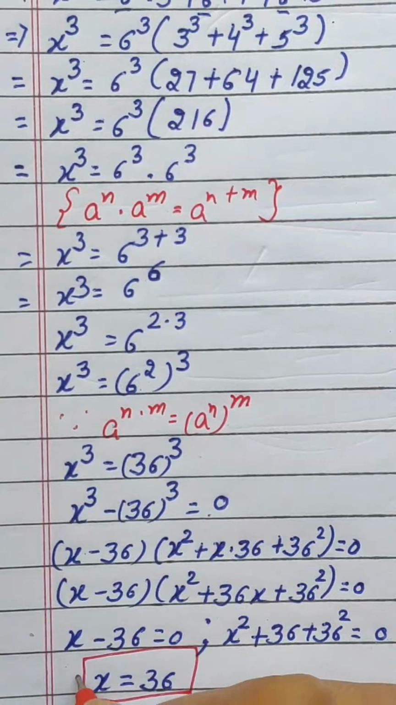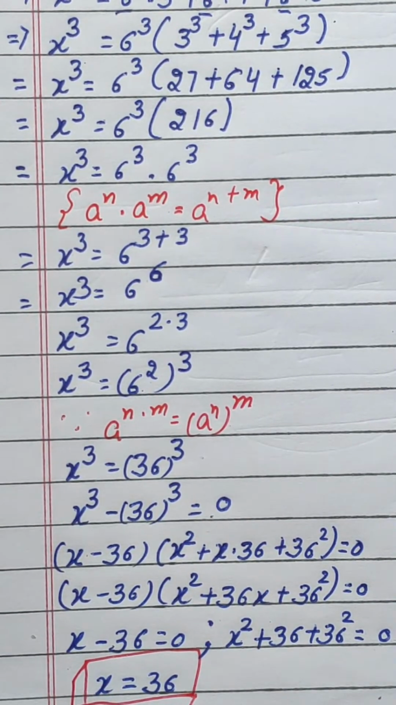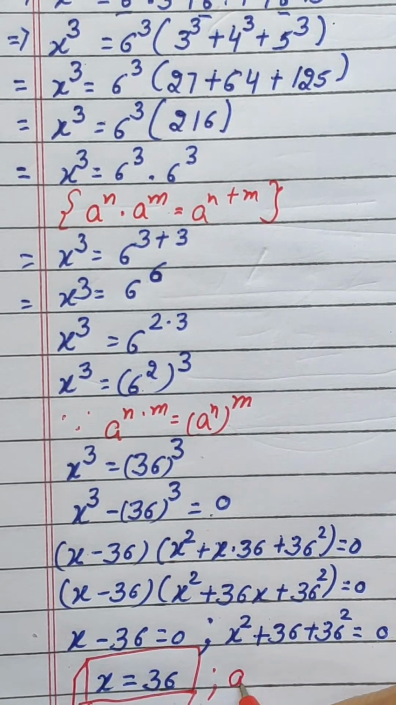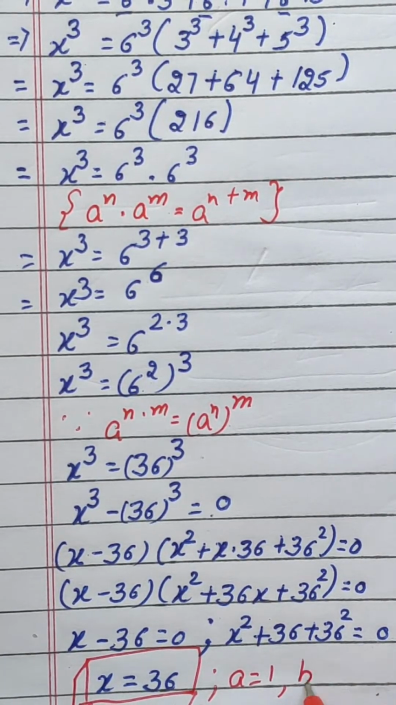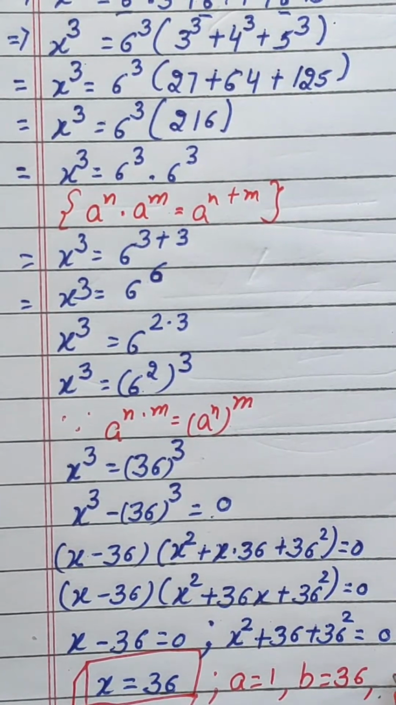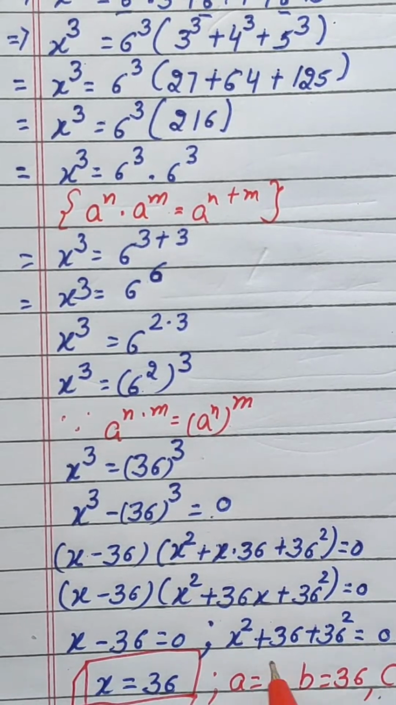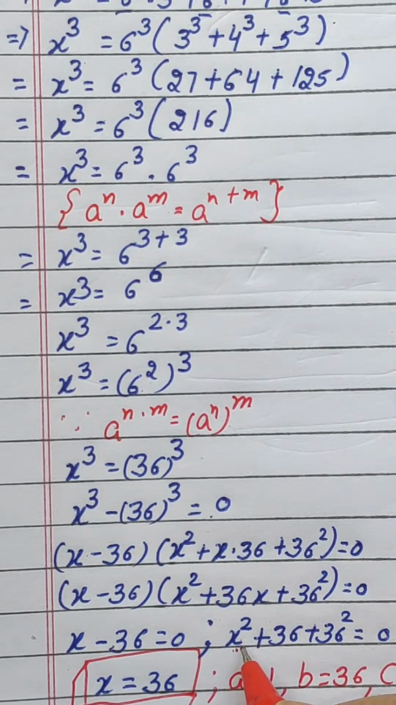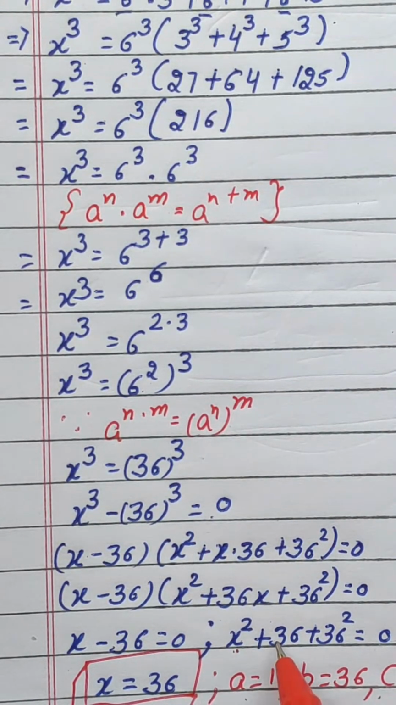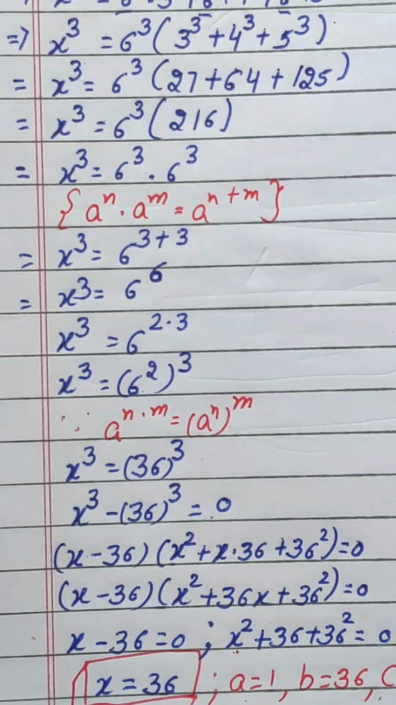So here we can find either x is 36, or we can write here a is equal to 1, b is equal to 36, and c is equal to 36 square. The reason is x square, right? So either this is 1, this is 36, and this is 36 square.